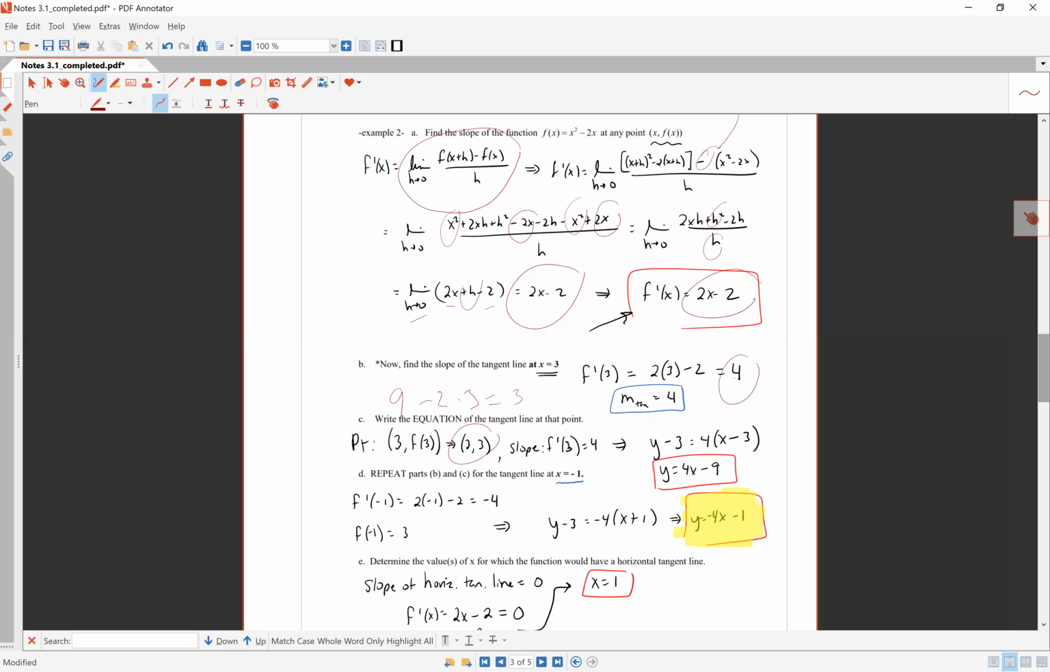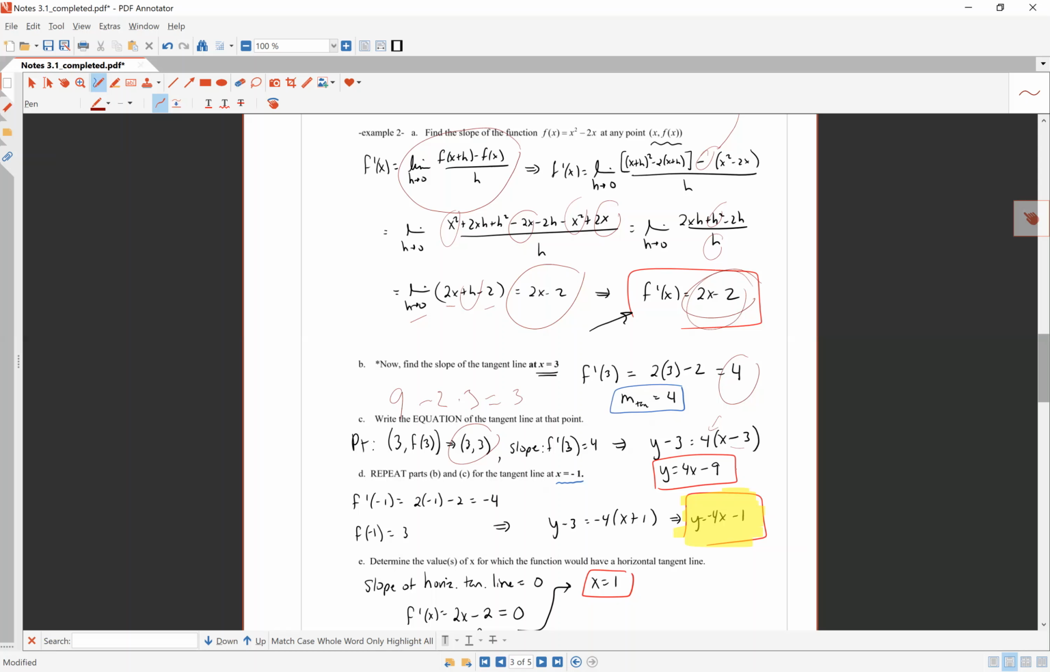So we'll just use point slope form. y minus 3, that's the rise, is equal to the slope 4. And again, we got that 4 just by plugging x equal to 3 into the general formula for the slope of the tangent line. And here's your run. So the equation of the tangent line is y minus 3 is equal to 4 times the quantity x minus 3, and then you put that into standard form, and you get y is equal to 4x minus 9, right?